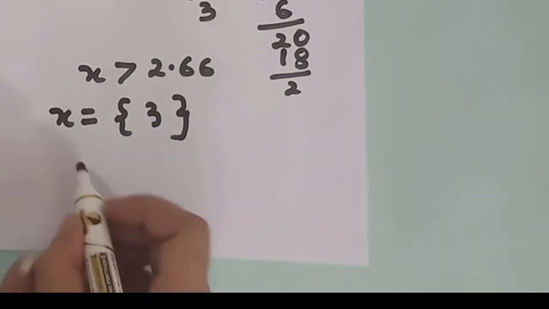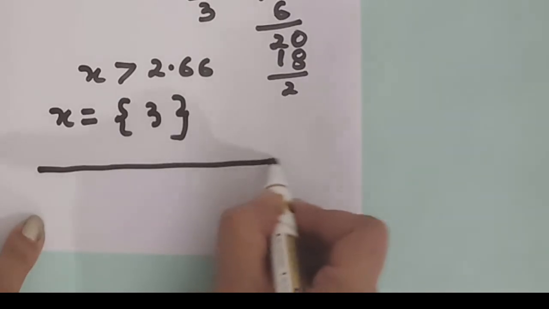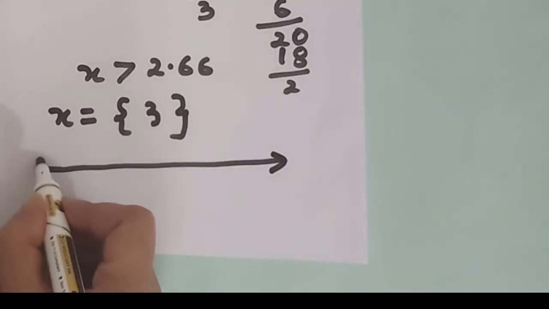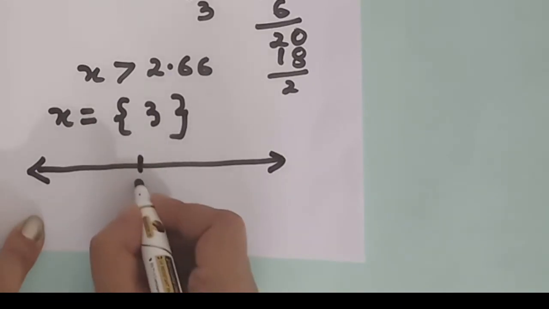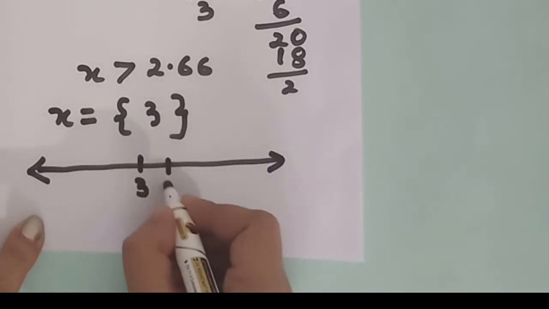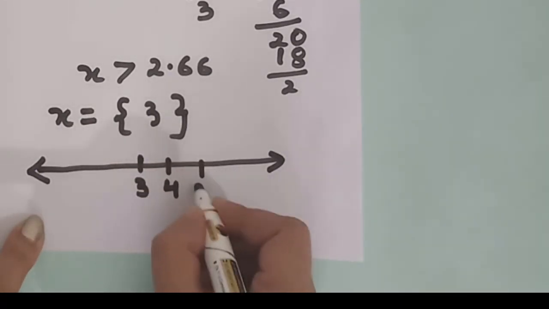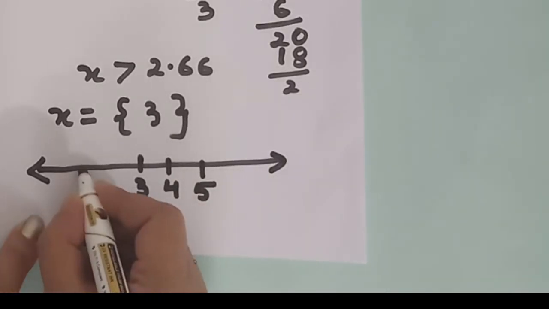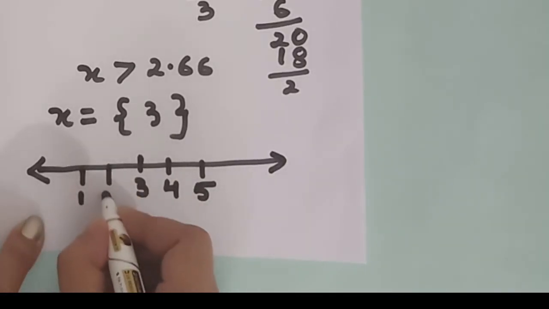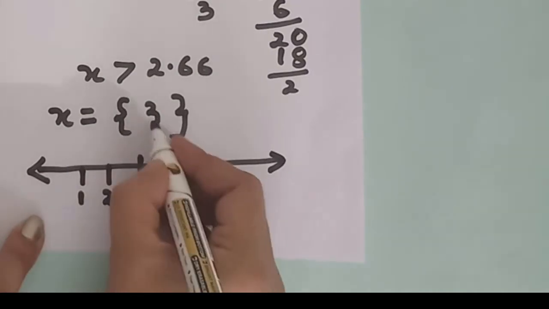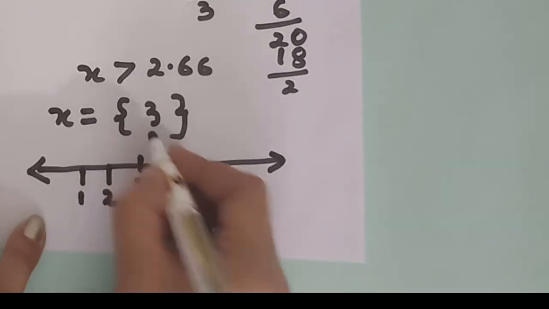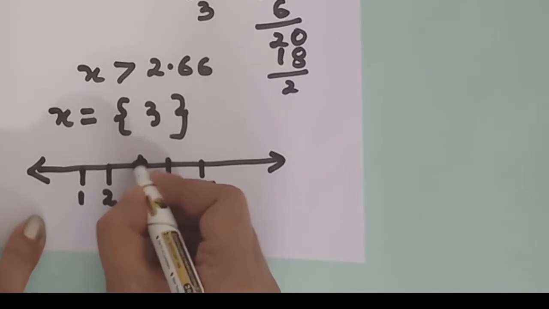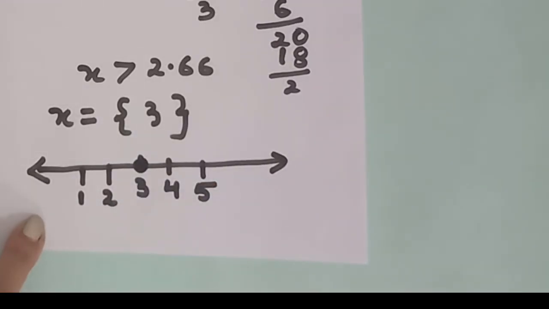Now we will represent it on a number line, a straight line. We put arrows on both the sides, write this 3 in the middle, 2 more numbers after 3 and 2 more numbers before this 3, which are 1 and 2. Since we have only one element in the solution set, we will put a dark circle on 3.